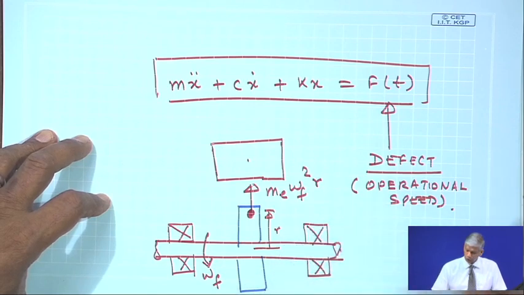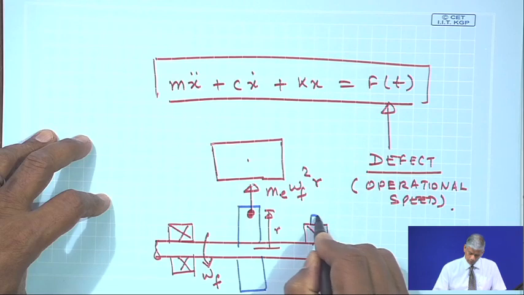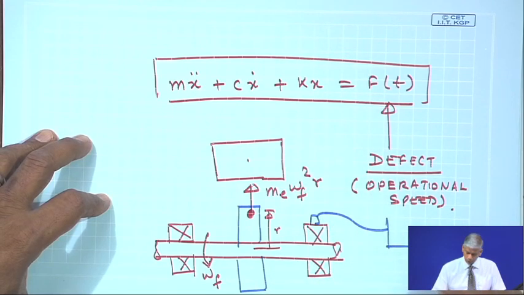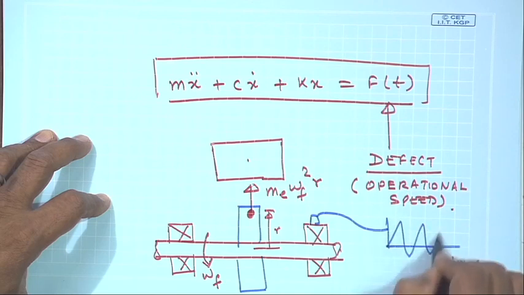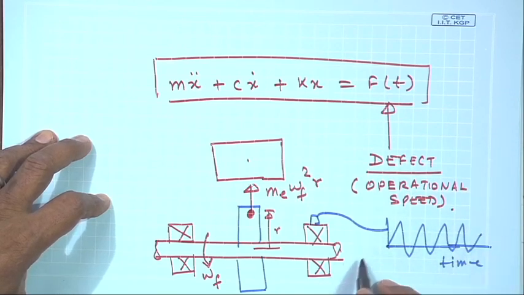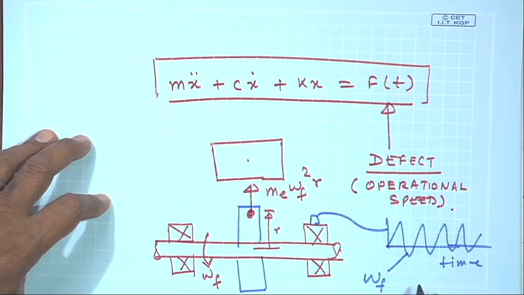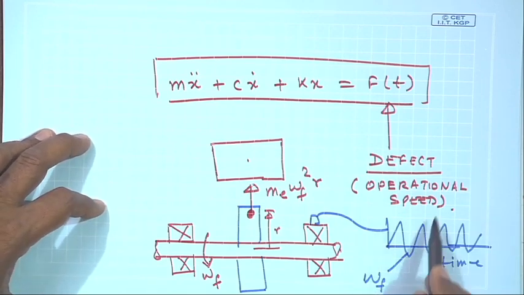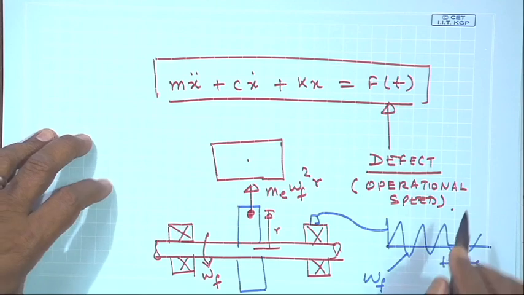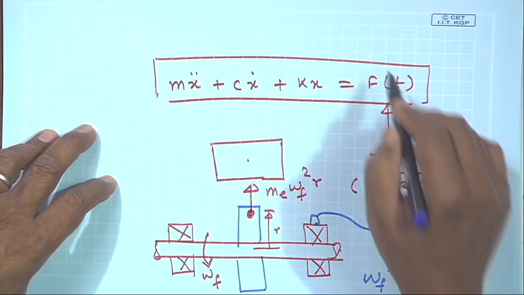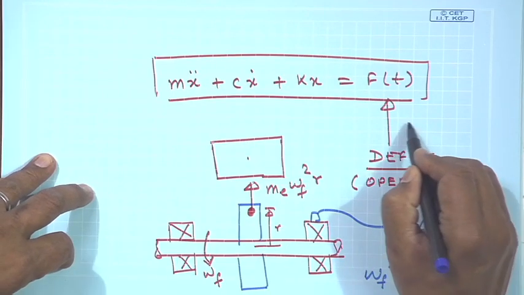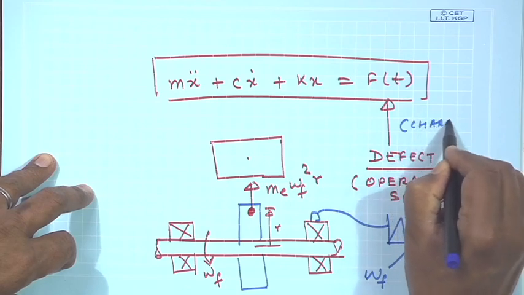So, if I was putting a transducer on this bearing, it would capture the response on this bearing, but this response at this bearing will be predominantly at a frequency omega_f, which is the operational speed or the rotational speed of the shaft. So, what I wanted to prove to you is usually these defects occur at the operational speed of the machines, or sometimes they are also known as characteristic frequencies.